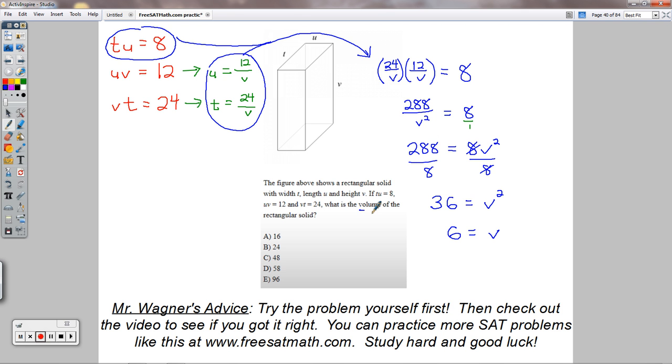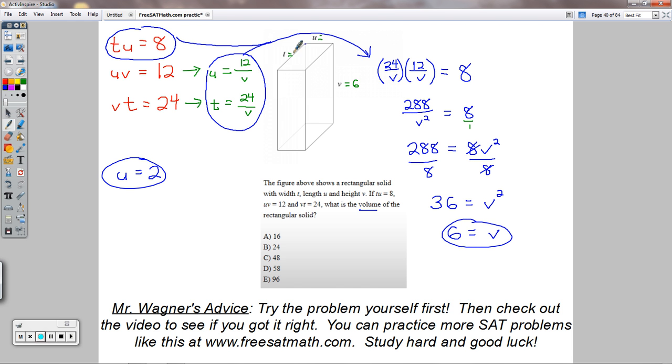We're trying to find out what's the volume of the rectangular solid, so I need to know what's my height and my width and length here as well. But based on what I just found out, these other two should be pretty easy to fill in. So I know now that 6 equals v. I can use that piece of information and plug it into either one of these to solve for u and for t. So if 6 is v right here, what number times 6 equals 12? Clearly then u, based on that, is going to be 2.